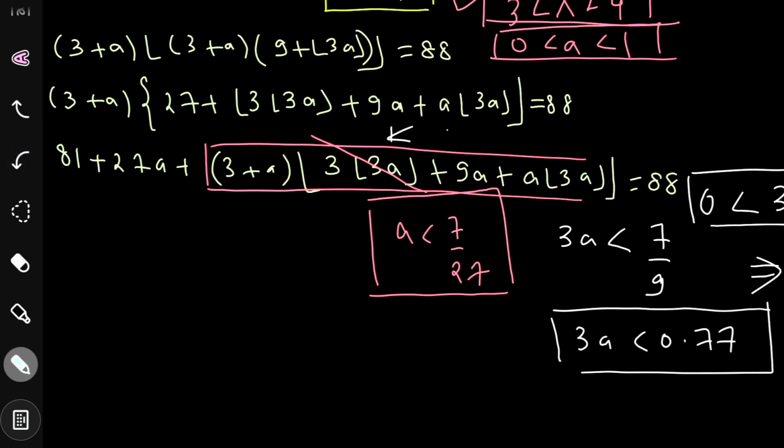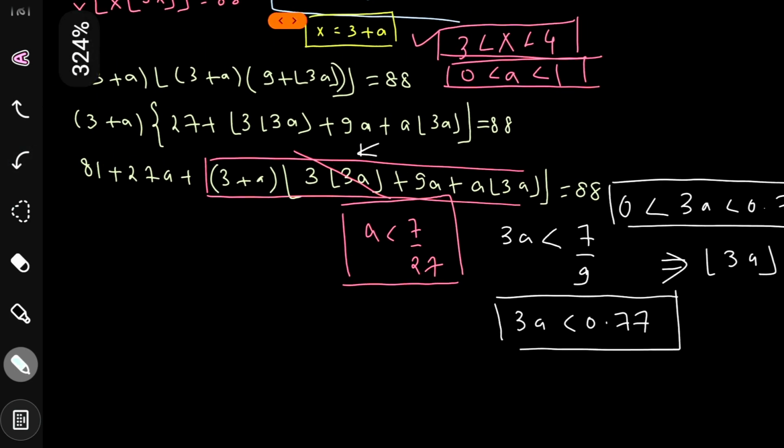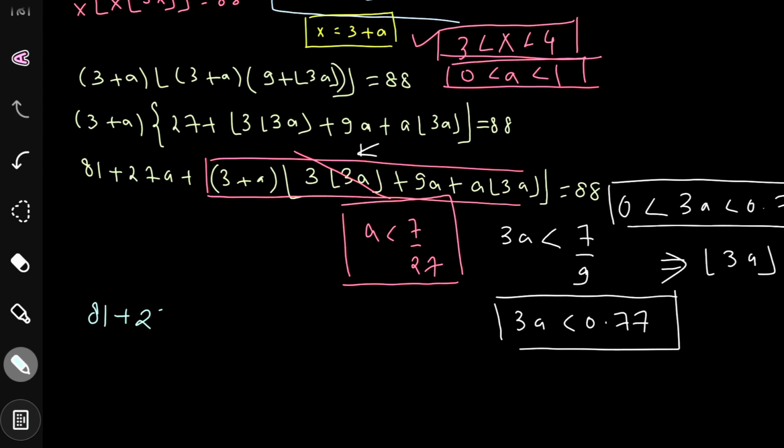Okay. Now look in this term, we have the floor value of 3 times a, and that we can now replace with its value that we have got as 0. So this thing will turn out to be 81 plus 27 times a plus 3 plus a multiplied with the floor value of 3 times the floor value of 3 times a that we have got as 0. So this thing will simply turn out to be 0 plus 9 times a plus the last term will again turn out to be 0. So what is remaining over here is only floor value of 9 times a, and this thing is 88.